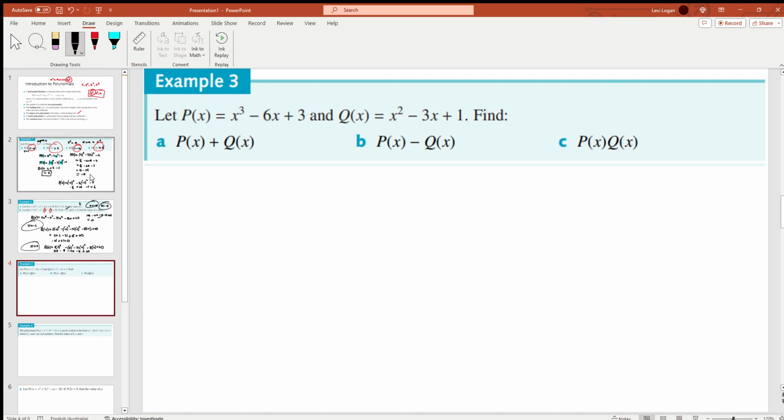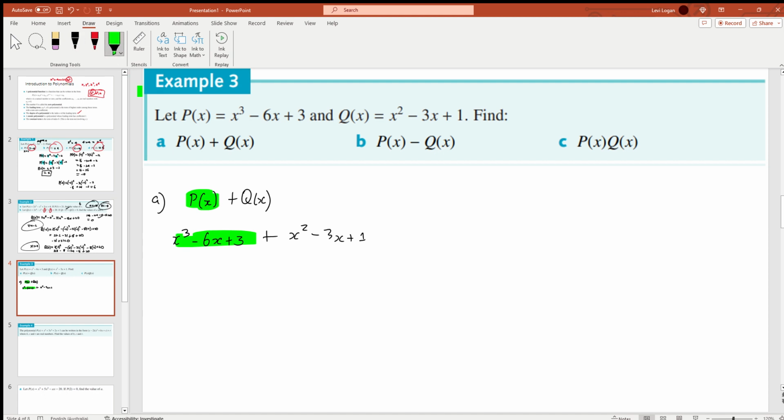So, first one's really easy, so a, p of x plus q of x gives me x cubed minus 6x plus 3, so this here is my p of x, and then my q of x will be plus x squared minus 3x plus 1, and that's my q of x there.